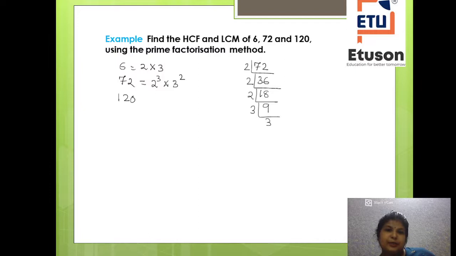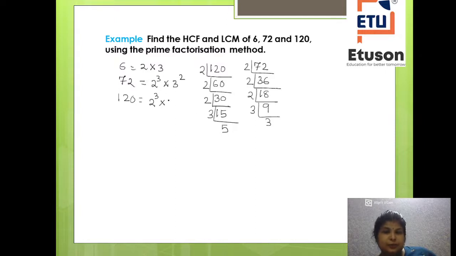Now coming to 120. If you find out the factors of it in the same fashion, 2, 60, divided by 2, you will get 30, divided by 2, you will get 15, divided by 3, you will get 5. So I can write 2 to the power 3, that is 8, into 3 into 5. So now what are the common factors in all these three? It is 2 and 3.